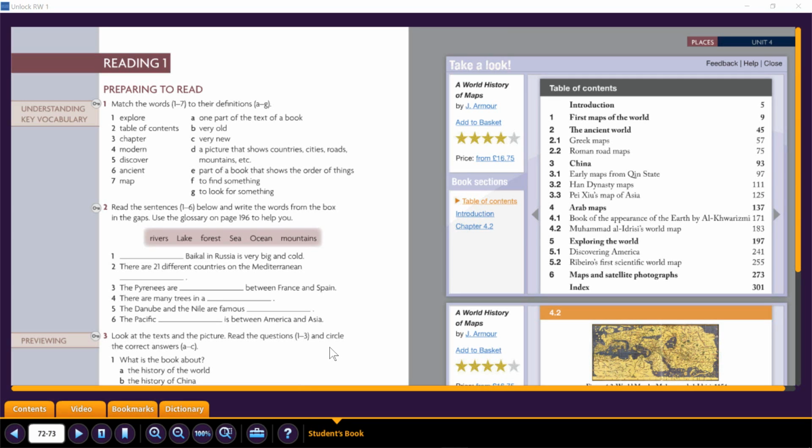Back again, ladies, to part number 2 of this recorded lecture, which talks about places. In this part, we are going to deal with reading task number 1. As usual, you need to prepare yourselves to read, but before that, we need to understand some key vocabularies, starting with task number 1 here. Match the words 1 to 7 to their definitions A to G.